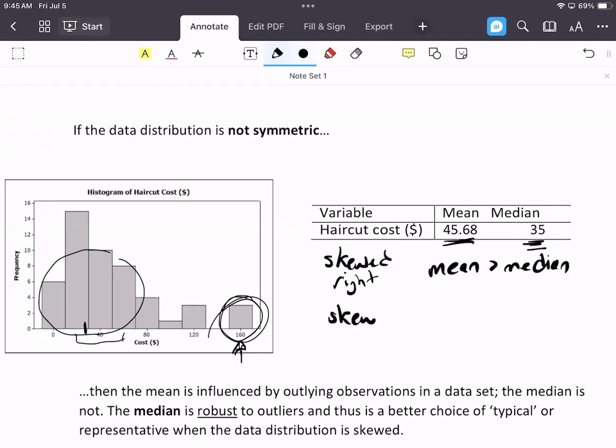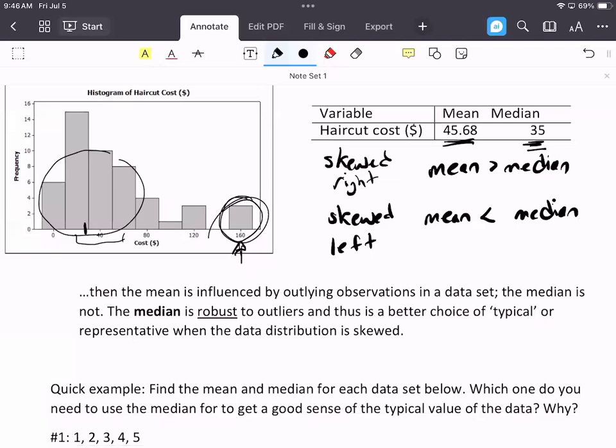What if it's skewed left? What do you think would happen if I'm comparing mean and median? Well, it's going to be just the opposite. And if you think about it and look at the previous page of notes, you see that makes sense. So the mean is influenced by outlying observations in a data set. The median is not. So we say the median is robust to outliers and a better choice of the typical or representative value when the data distribution is skewed.